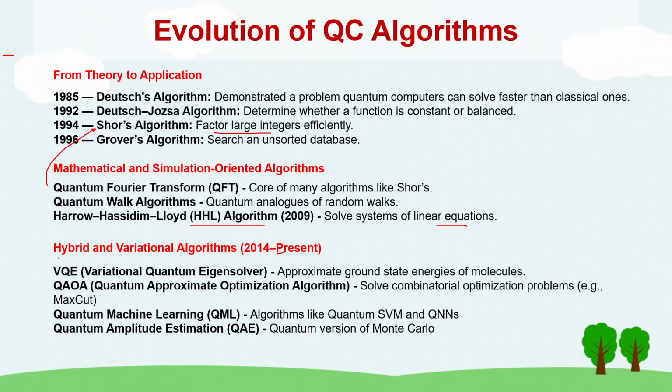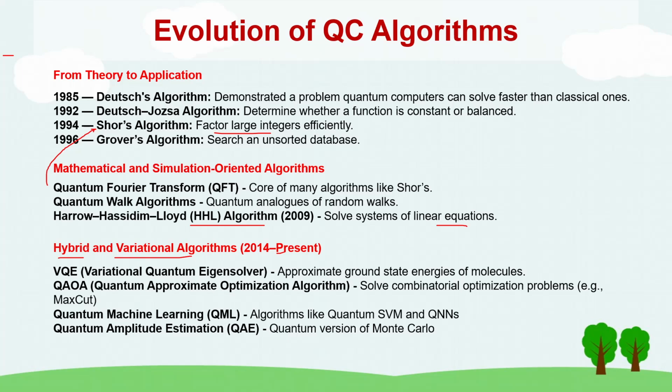Of late, we are seeing hybrid and variational algorithms. So what is hybrid? You combine a classical computer with a quantum computer, doing certain operations in the classical computer and certain operations in the quantum computer. It's because today our quantum computers do not have sufficient qubits, and there are issues like noise, drifting, decoherence, and all, right? So where classical computers are good, we try to make use of it.